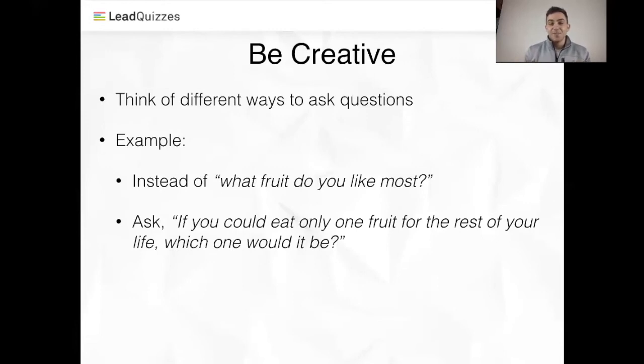Next, you got to be creative. You got to ask questions in different ways. Let's look at this example. Instead of what fruit do you like most, let's make that a little bit more creative and better of a question. If you could eat only one fruit for the rest of your life, which one would it be? That's something that resonates a little bit more with me, and I'm more interested in answering that question.